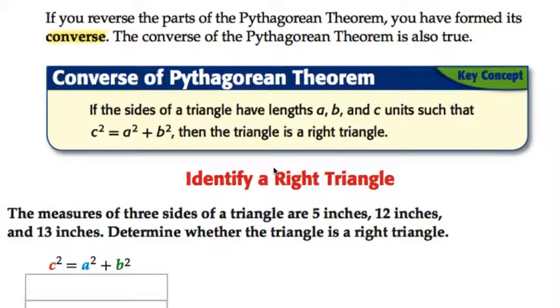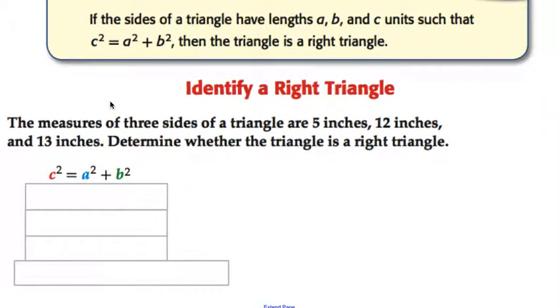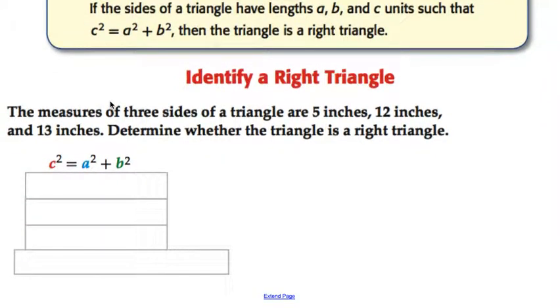So the converse of the Pythagorean theorem says that if the sides follow the Pythagorean theorem, then the triangle is a right triangle. Okay, so the Pythagorean theorem says if it's a right triangle, then the sides follow the formula. So this one's the converse, it's backwards. So we're going to go ahead and use the converse of the Pythagorean theorem to determine whether or not something has a right angle, or whether it's a right triangle.